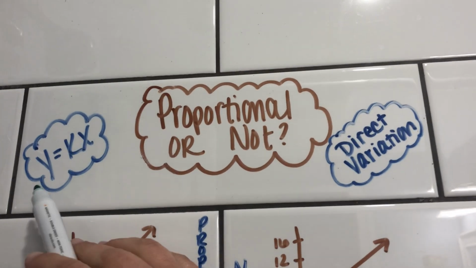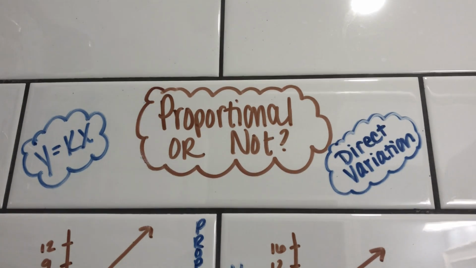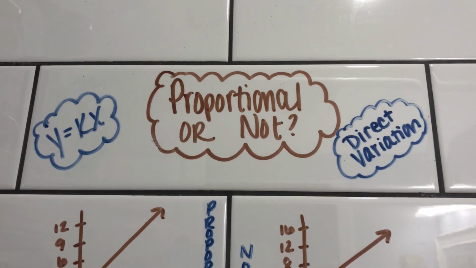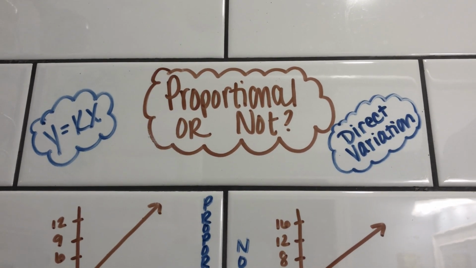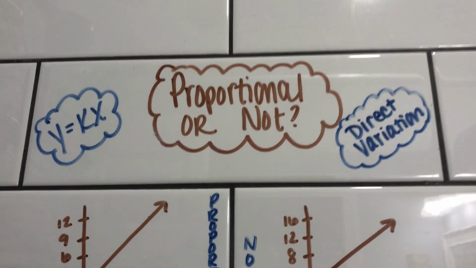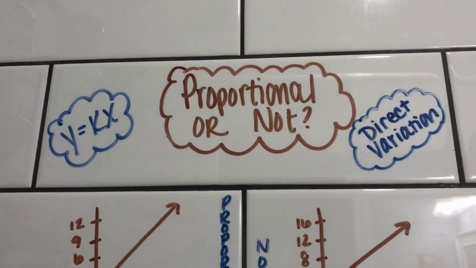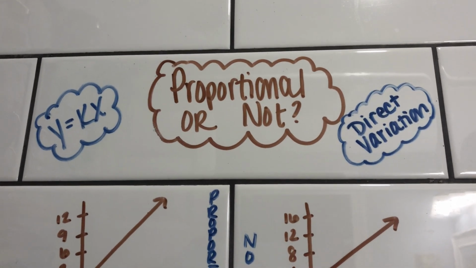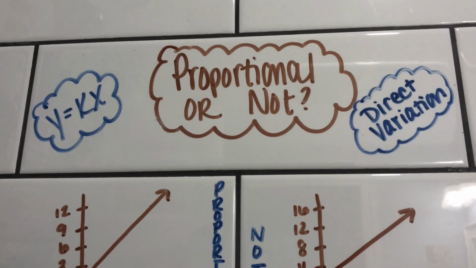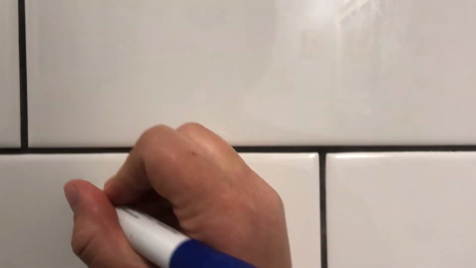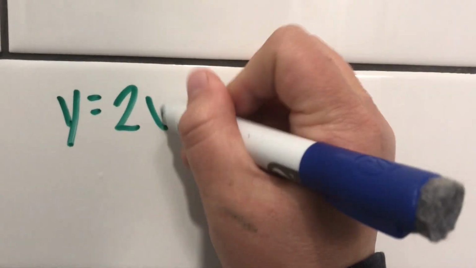This might look familiar to you, y equals kx, because you looked at proportional relationships in 7th grade and talked about it using y equals kx. You've also been graphing proportional relationships all throughout our 8th grade year. These are equations that look like this. So for example, y equals 2x.